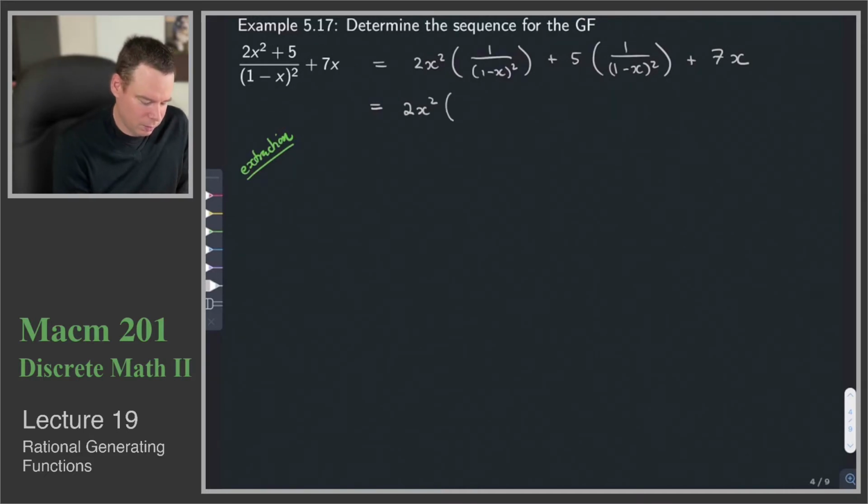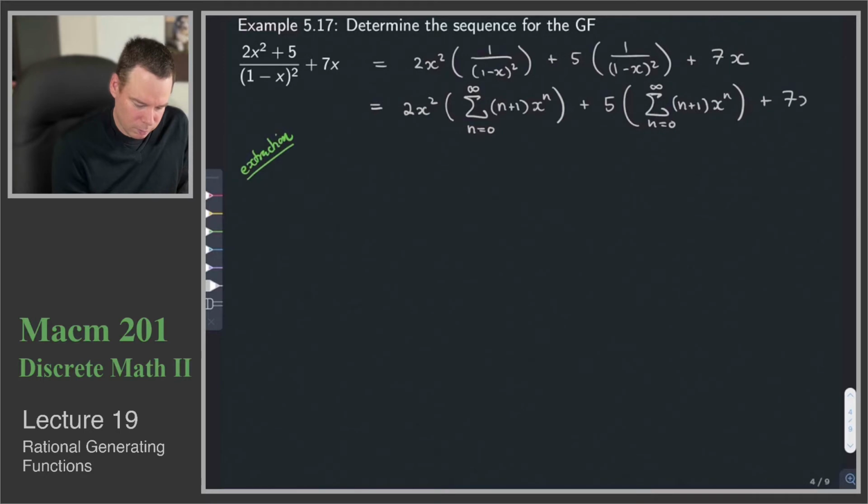So the sigma notation form says, hey, I know what this rational function 1 over 1 minus x squared is as a generating function. The corresponding series is the sum, as n goes from 0 to infinity, of n plus 1 x to the n. And similarly for this other piece, it's the sum, n goes from 0 to infinity, n plus 1 x to the n, plus 7x. So there we go. Now we've just got these two series written out, and we just need to combine them so that we've got a single series, so then I can read off the coefficients.